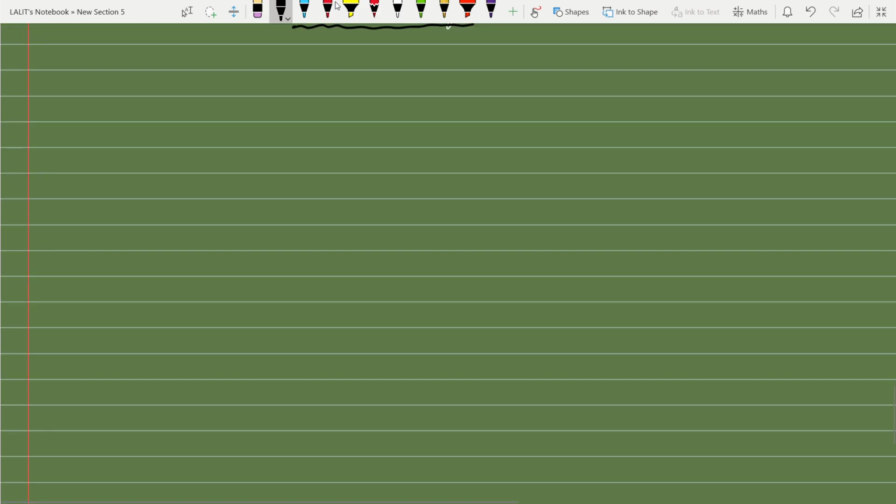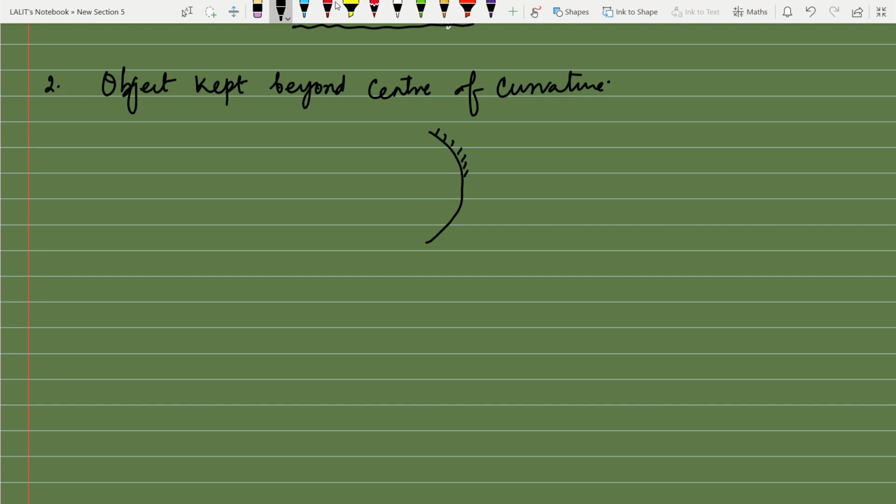Now let us come to the second one. The second case, object kept beyond center of curvature. So draw the concave mirror, draw the principal axis. I am drawing a freehand diagram. You need to draw by using a ruler to get a proper diagram. Now because the object's position has been specified beyond center of curvature, we need to show the object. Object is represented by an arrow which is pointing upwards. So this is the object now.